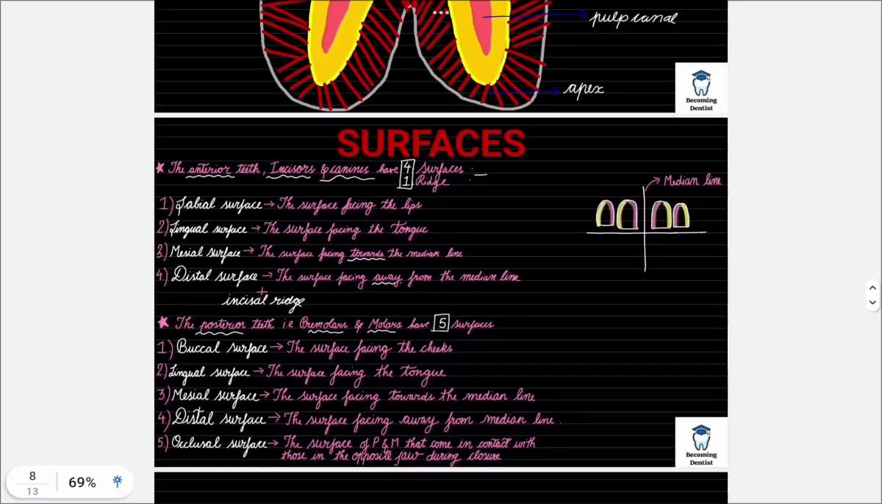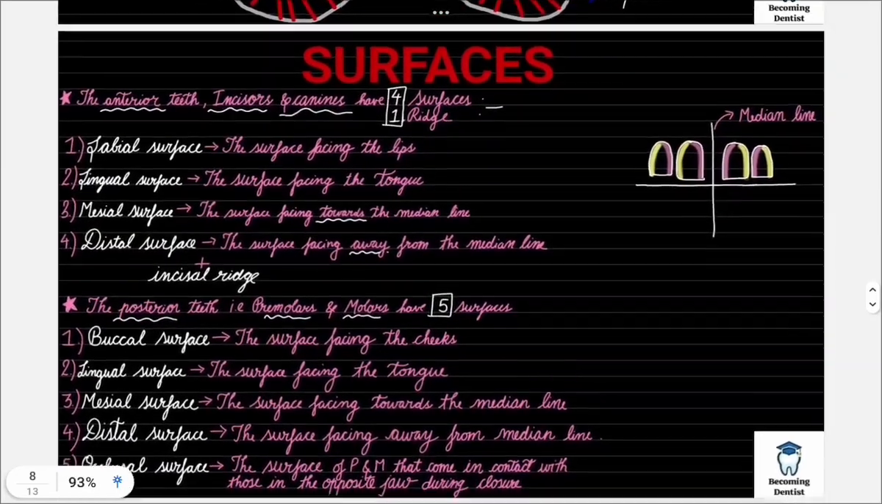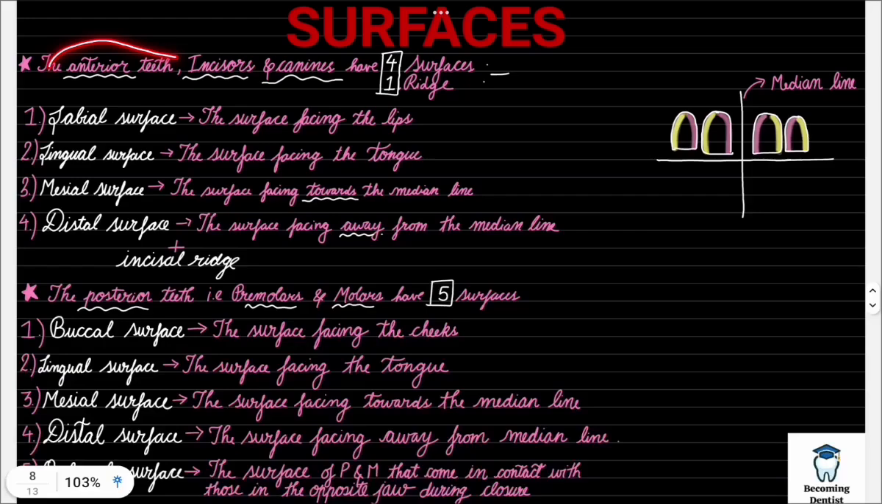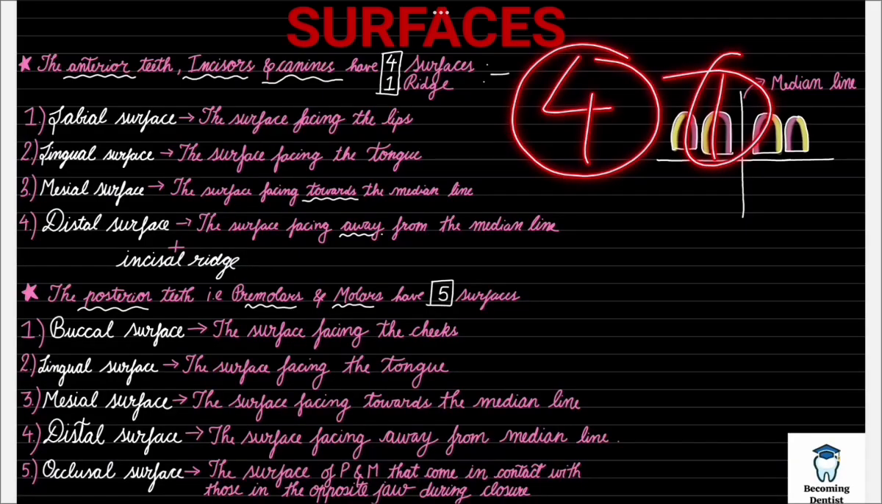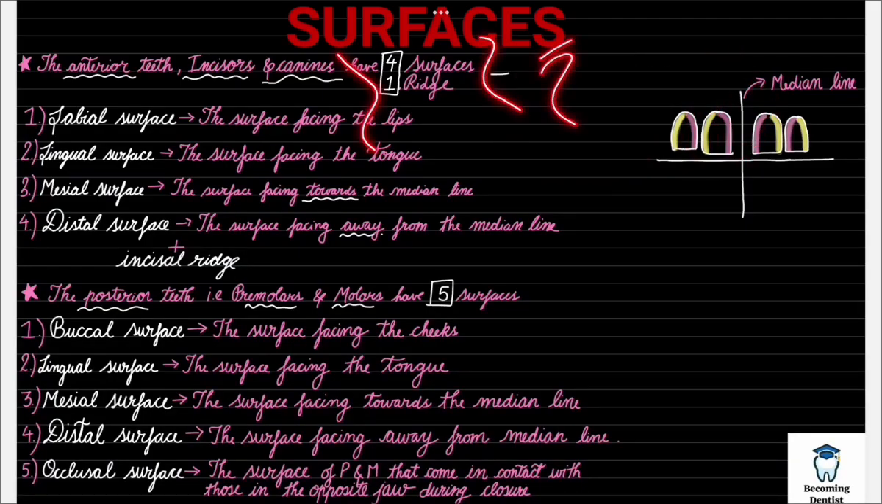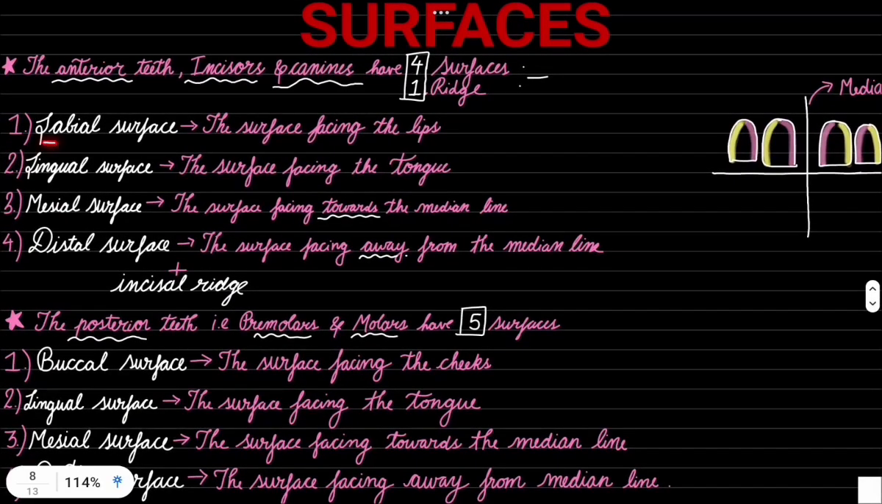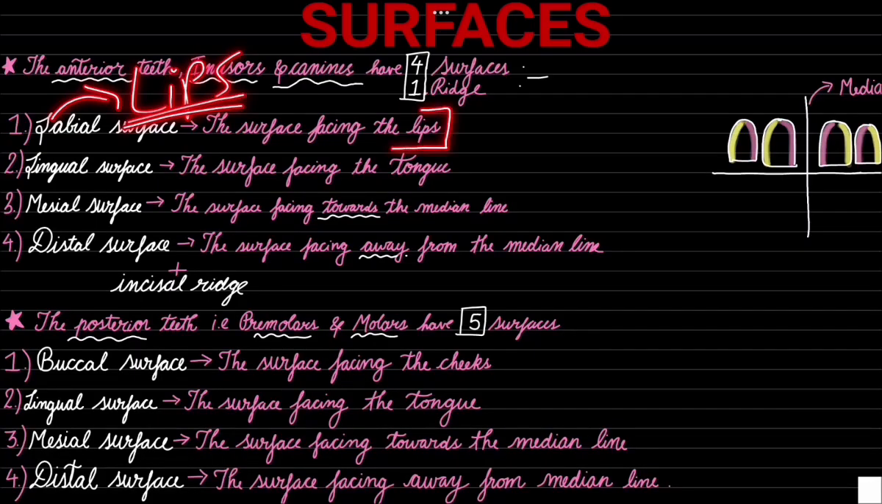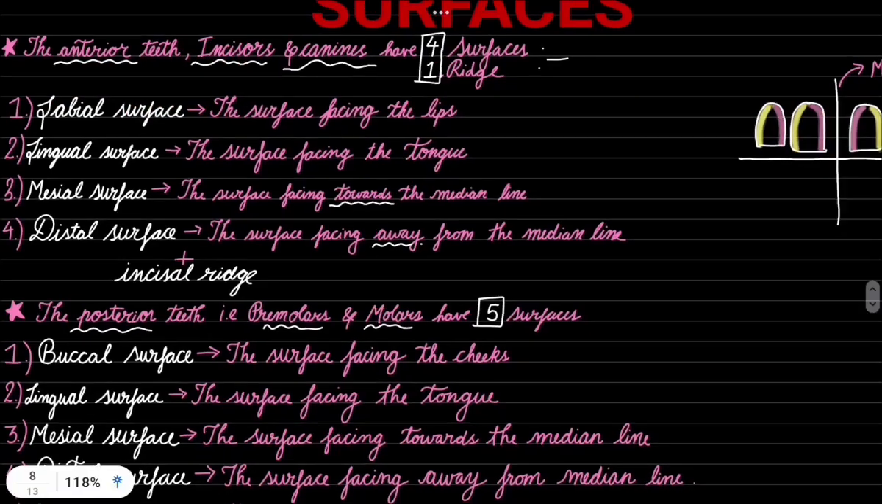Now moving on to the surfaces of the tooth. Basically, the anterior teeth, comprising incisors and canines, have a total of 4 surfaces and 1 ridge. Now which are these 4 surfaces? First of all, we have the labial surface. Labial means lips. So the surface which is towards the lips, facing the lip when you smile and see the tooth, that surface which you will be seeing will be the labial surface.